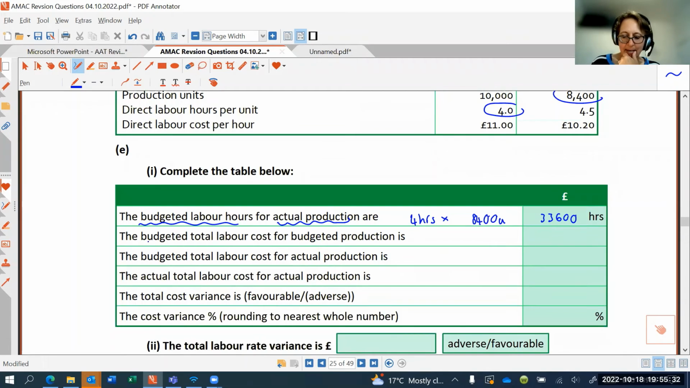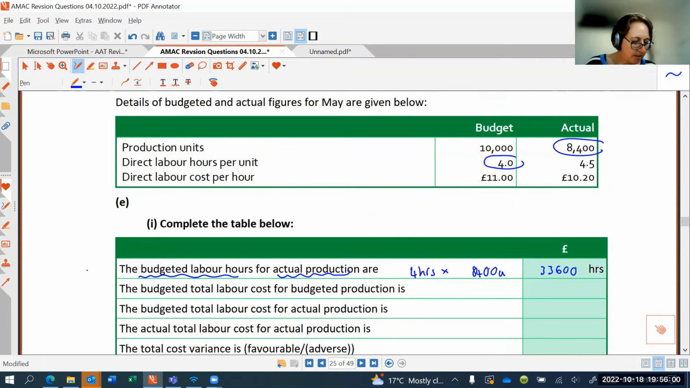So read it twice, 3 times if you need to. This one is the budgeted total labour cost. So there's a few things in there. The budget and the total. So not just the cost of 1 hour, the cost of all of them. So the budgeted total labour cost. So I'm looking for pounds now, not hours, for the budgeted production. Well, the budgeted production, if I start there, because it seems like an easier thing to find, go to the budget column, go to the production row, 10,000 units.